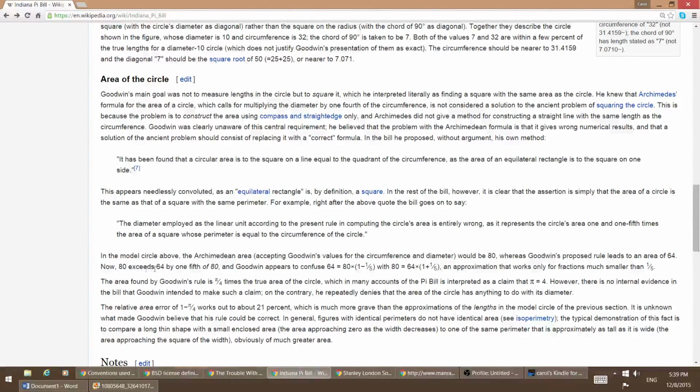Now, 80 exceeds 64 by 1/5 of 80, and Goodwin appears to confuse that with 64 equals 80 times 1 minus 1/5 times 80.